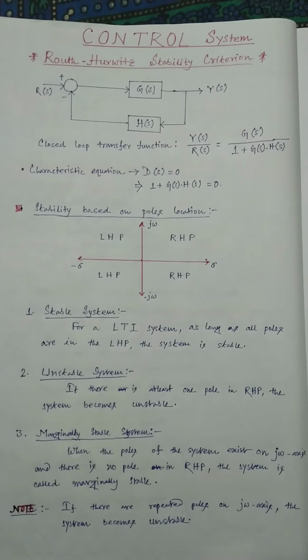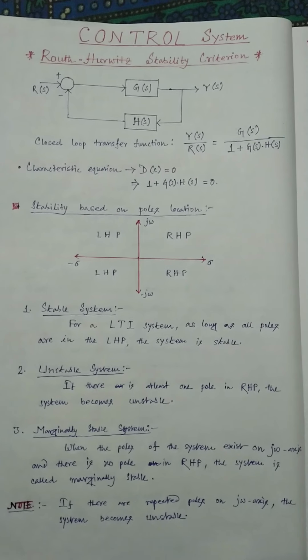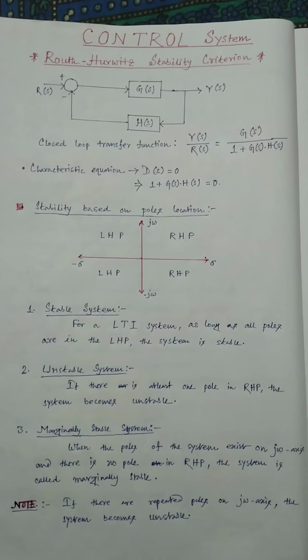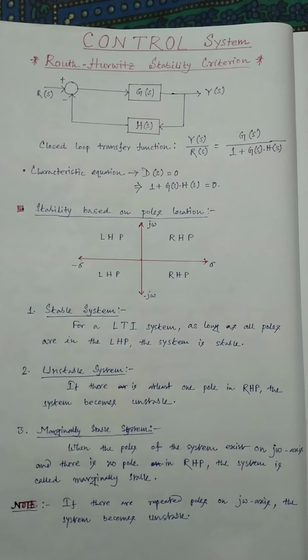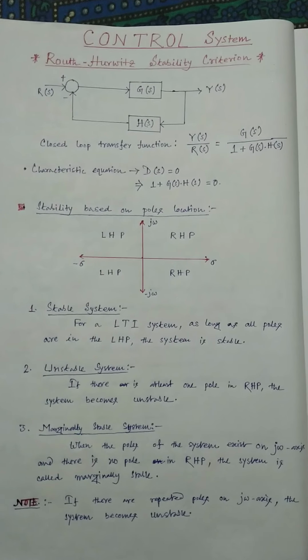Welcome students. In this tutorial, we will study Routh-Hurwitz stability criteria. Routh-Hurwitz stability criteria is a tabular form method. Using it, we can determine the stability of linear systems.